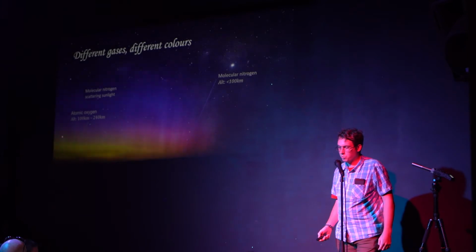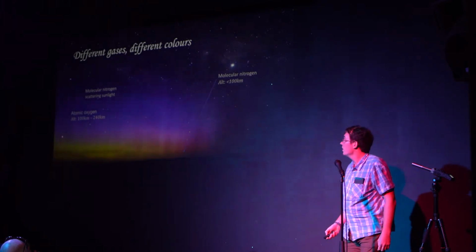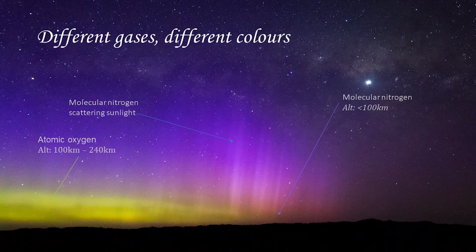So I was lucky enough to witness a pretty spectacular aurora back in November 2021. This is a photo of it here, and you can see it's made of different components. So the green in the arc at the bottom is emitted by atomic oxygen, and that's about 100 kilometers to 240 kilometers above the ground. So way up.